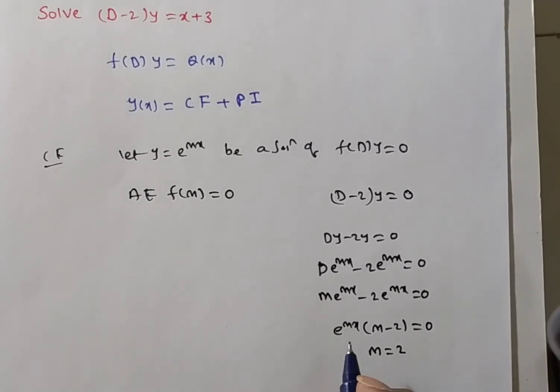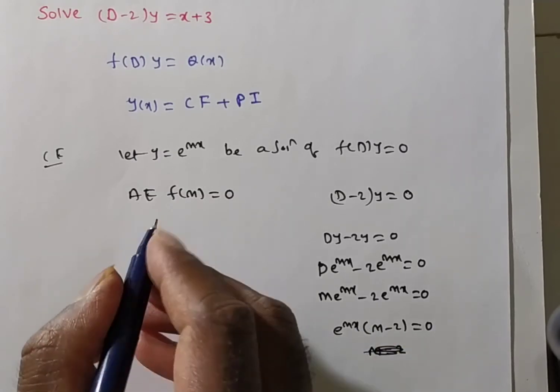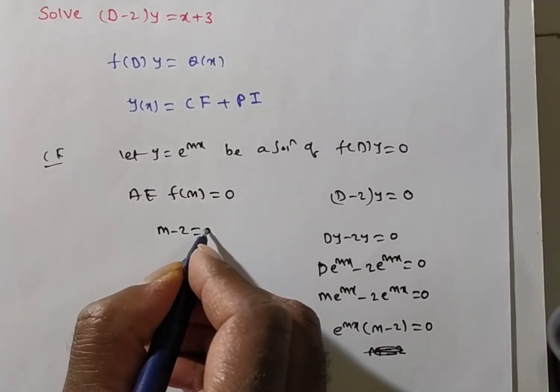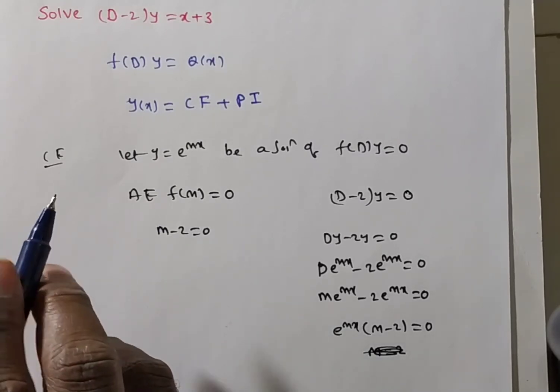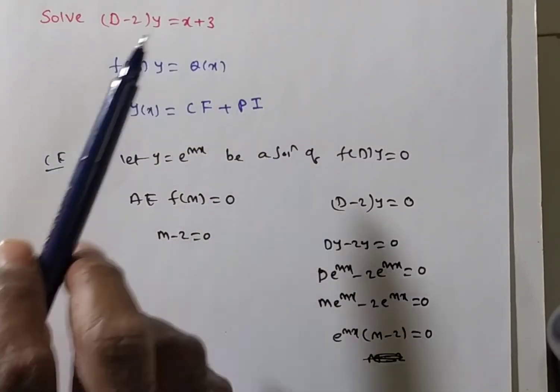You see, first e^(mx) into (m - 2) equals 0. Nothing but a product of two terms is 0. So either e^(mx) is 0 or m - 2 is 0, or both will be 0. Nothing but a product of two functions is 0, then any one of the functions is 0 or both. Yes or no? In this case e^(mx) is never 0. So which is 0? m - 2 = 0. So this is the auxiliary equation for (D - 2)y = x + 3.